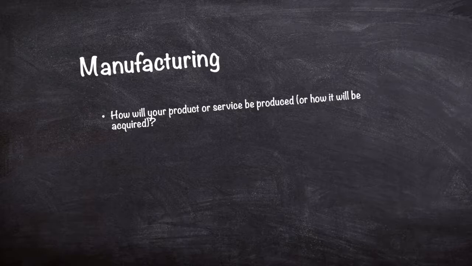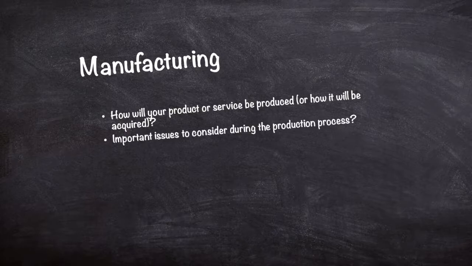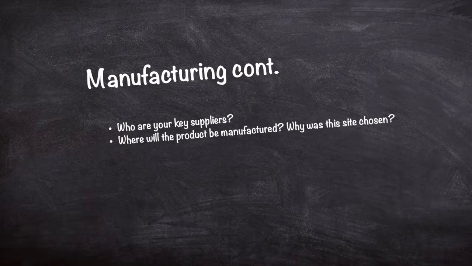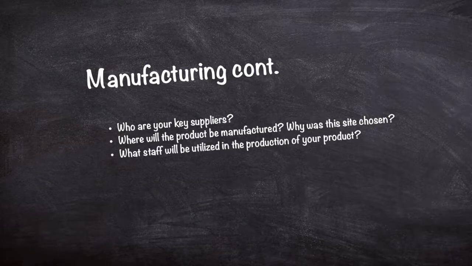And lastly, manufacturing. How will your product or service be produced, or how will it be acquired? Because you might buy it from an external party, right? You might outsource manufacturing. Are there any important issues to consider during the production process? Who are your key suppliers? Where will the product be manufactured? Why was this site chosen? What staff will be utilized in the production of your product?